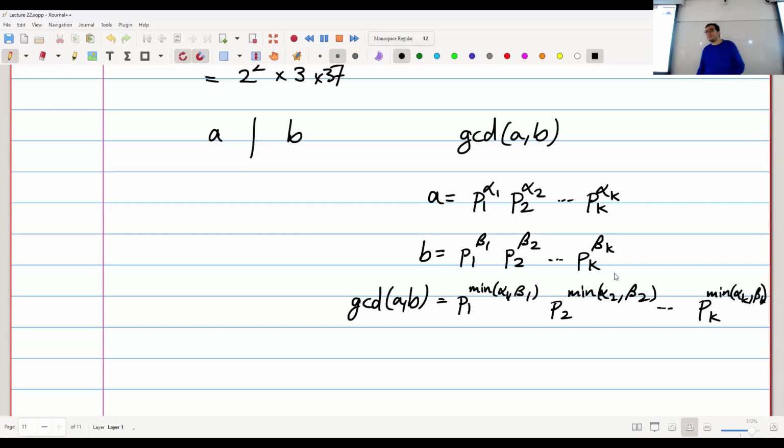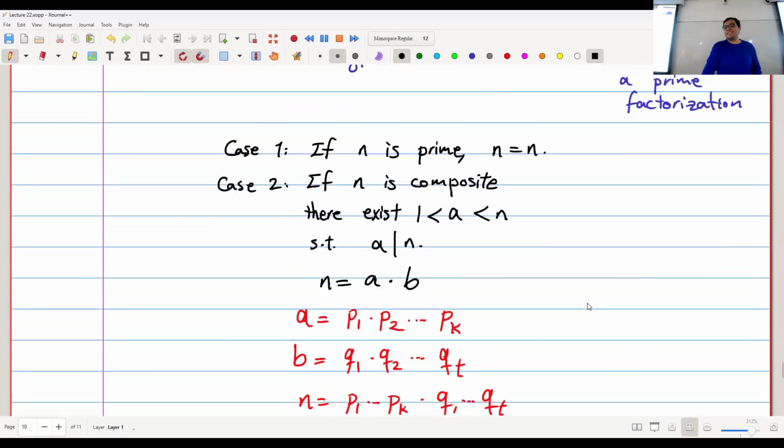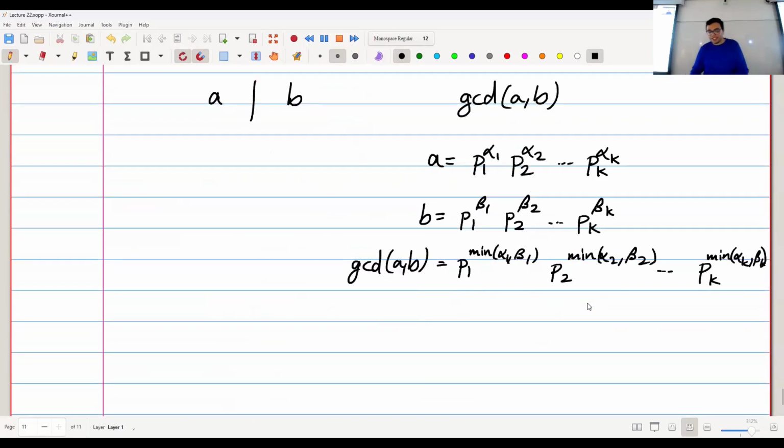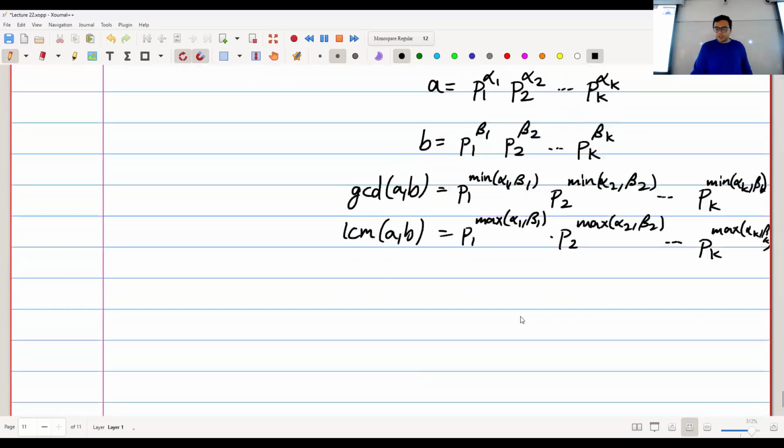By the way, I'm saying all of these things. These are things that you should prove. But now that we have this theorem, proving all of these things is really easy. You should be able to easily prove this. So LCM of A and B is, again, this P1 to the power of maximum of alpha 1 and beta 1 times P2 to the power of maximum of alpha 2 and beta 2, so on to Pk to the power of maximum of alpha k and beta k. But then this really makes it easy to prove some of the previous theorems that we've seen.